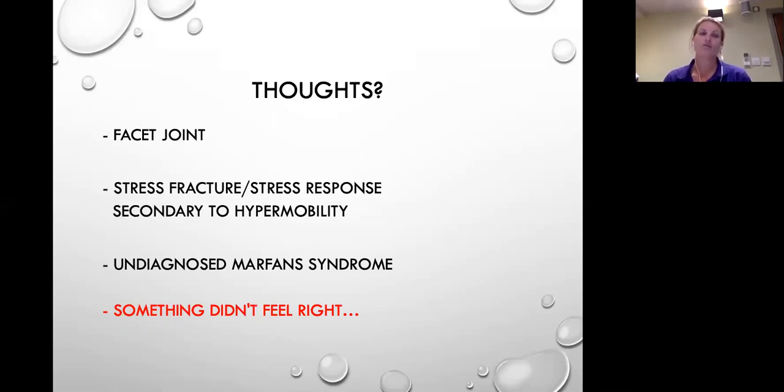So my initial thoughts were, given he's got pain on extension, is this something that's facet joint related? I also was very conscious he was hypermobile and had this little bit of night pain. So I thought, well, is there also either a bony stress response or a stress fracture that was brewing? And also because he was so mobile and so tall, I also wondered whether Marfan's might be something that was going on in the background. Essentially, I felt that something wasn't quite right, but I couldn't put my finger on it.